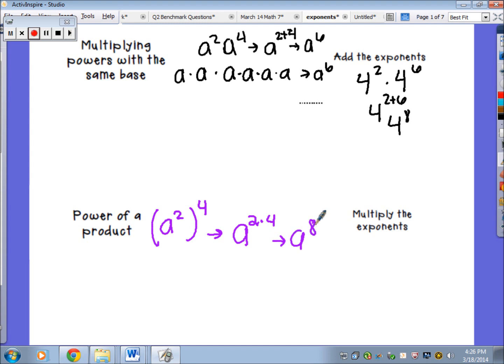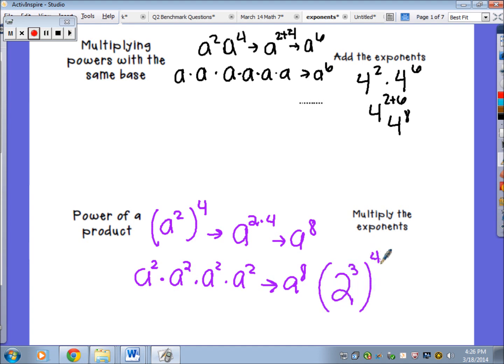I can show you this if we have a squared, and then we have 4 groups of that. We're going to add our exponents, 2, 4, 6, 8. It's the same as a to the 8th power. With numbers, this would look like 2 to the 3rd to the 4th, or 2 to the 3 times 4, 2 to the 12th power. These are all equivalent.